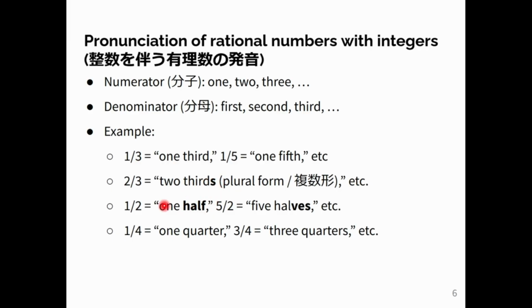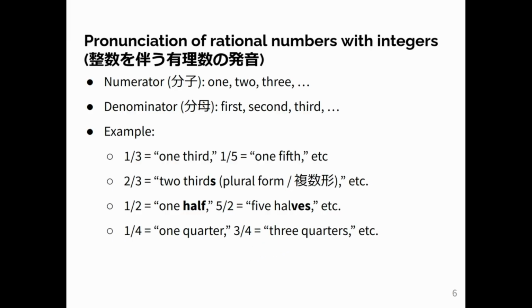And there are some other special names for denominators of 2 and 4. For example, 1 second. They don't usually call it 1 second, but 1/2. And for 2分の5, they say 5 halves, and so on. And for the number with the denominator equal to 4, we call it 1 quarter. And for 4分の3, it is called 3 quarters.